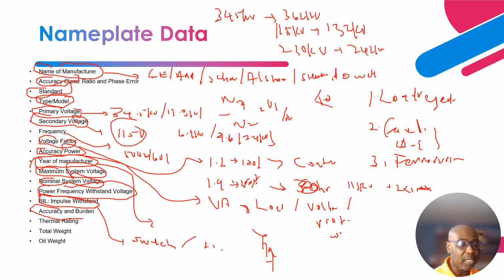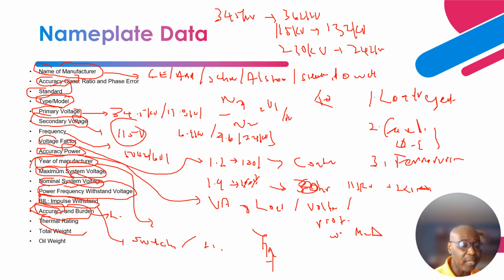Next is accuracy and burden, right? Burden is basically the load that is connected to the VT or the potential transformer, and that is the voltmeter or the protective relay or the watt-hour meter. Accuracy is basically maintaining the percentage error. Voltage transformers that are used for metering and voltage transformers that are used for protective relays have a different accuracy class that has to be maintained, and you'll see that on the nameplate.